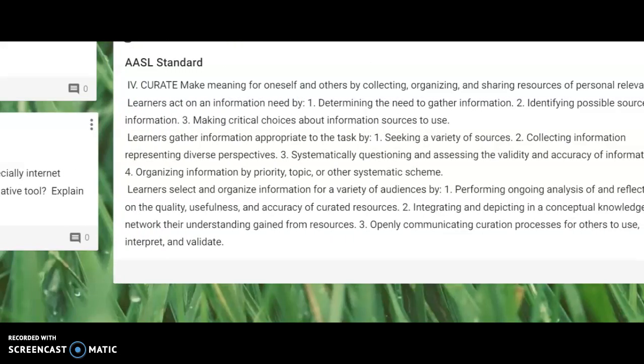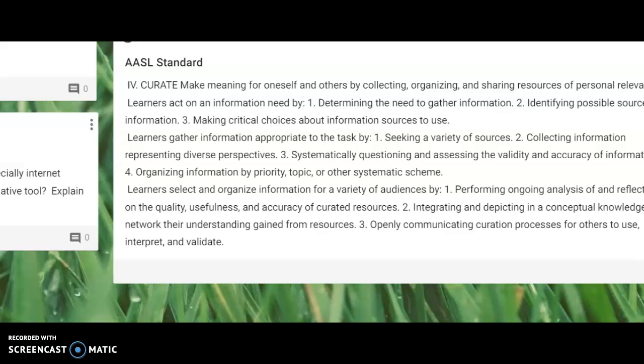Okay. Our AASL standard is number 4, curate: make meaning of oneself and others by collecting, organizing, and sharing resources of personal relevance. Learners act on information need by 1, determining the need to gather information. Number 2, identifying possible resources of information. Number 3, making critical choices about information sources to use. And learners gather information appropriate to the task, 1, by seeking a variety of sources. 2, collecting information representing diverse perspectives and stakeholders. Number 3, systematically questioning and assessing the validity and accuracy of information. And number 4, organizing information by priority, topic, or other systematic scheme.